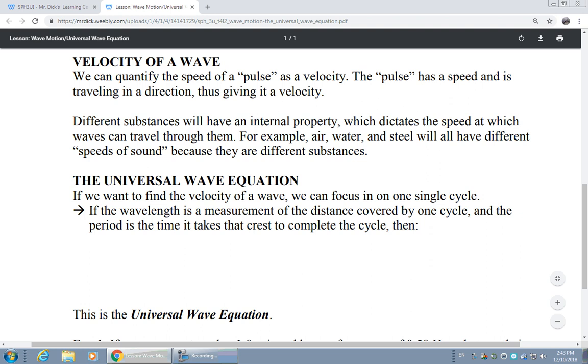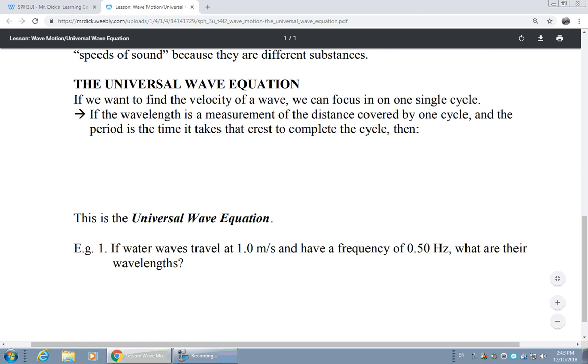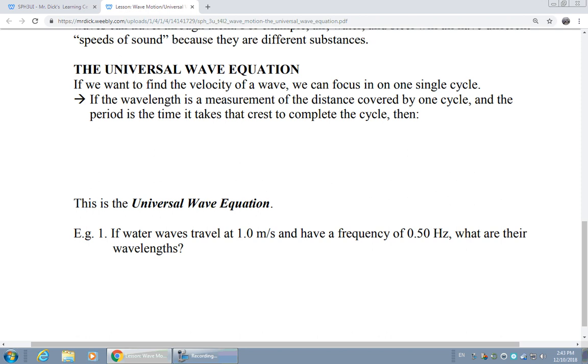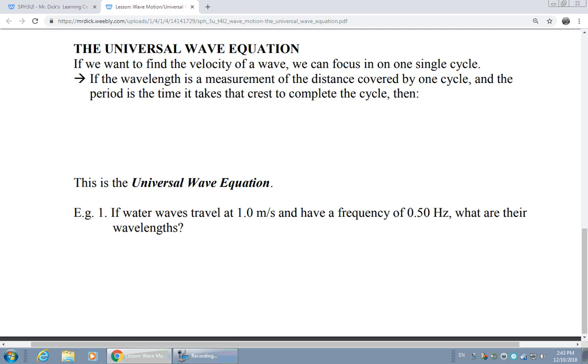But if we do know some things about the wave, we can figure out what speed waves might move. And it's using something called the universal wave equation. So in general, if we want to find the velocity of a wave, what we can do is focus in on just one particular cycle in the wave. Now, keep in mind, we're trying to find a velocity. And in this case, we're going to make the assumption, which will be true in this case, that the velocity is constant. So in the end, we're going to use that special formula that v is equal to d over t. Velocity is equal to displacement over time.